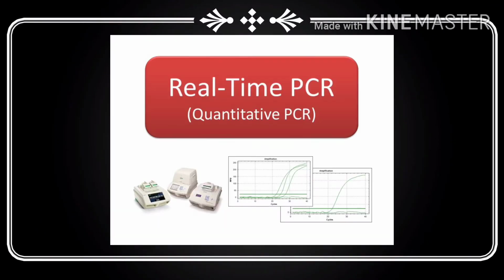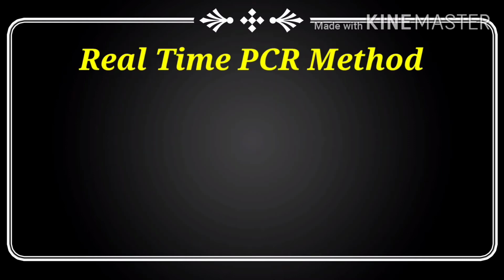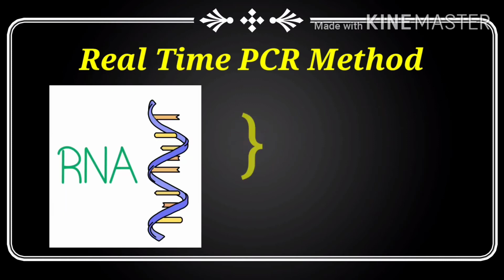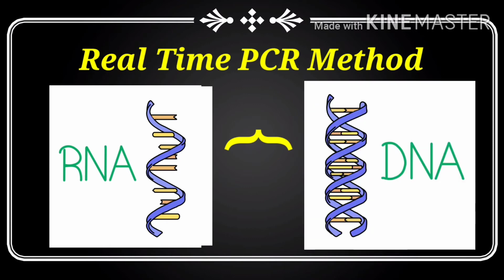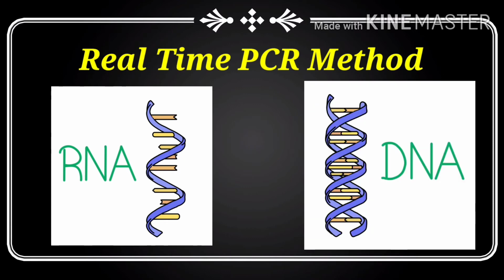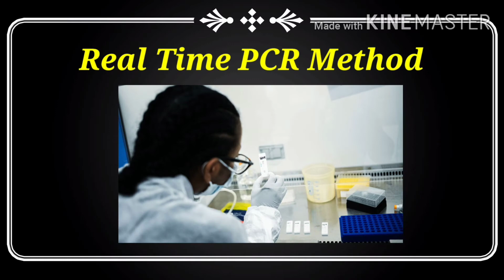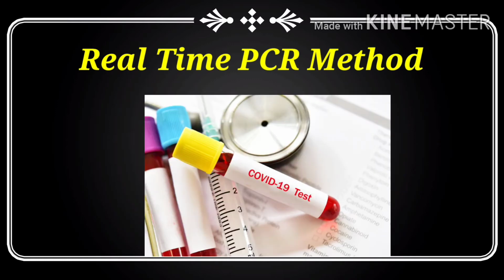In the lab, the real-time PCR method is used. What is this method? In the sample that has been taken, RNA is extracted and converted into DNA, and the test is done to determine the presence of coronavirus.